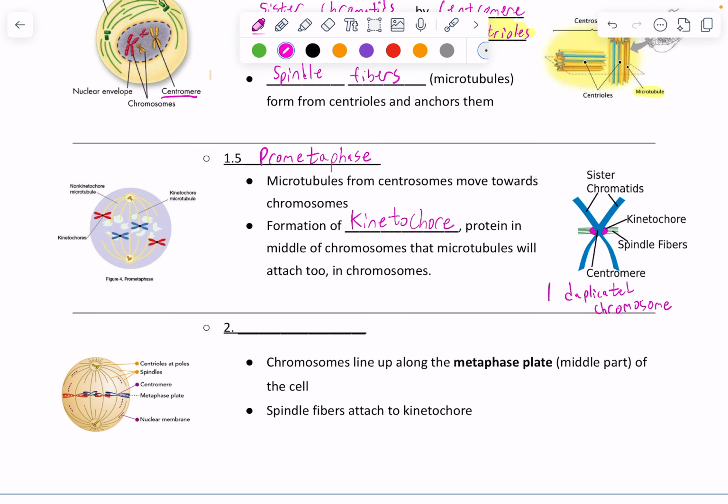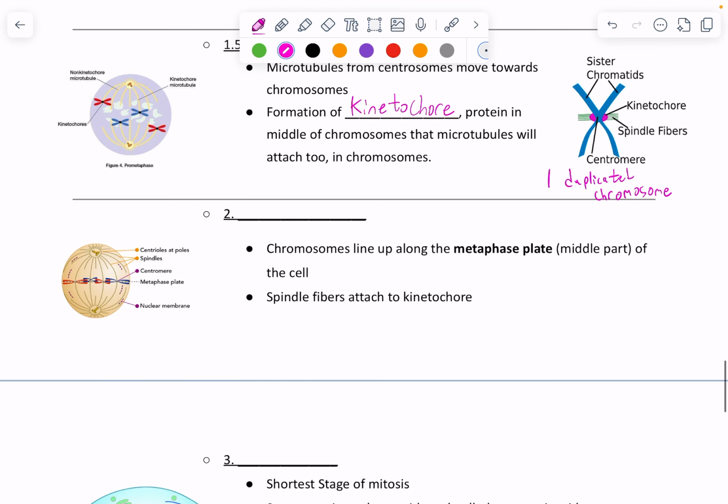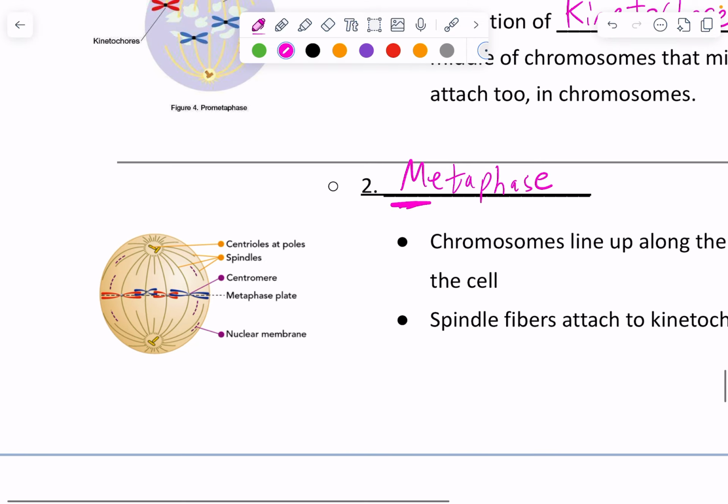But now that the chromosomes have been attached to by these spindle fibers, we can start moving them around. And so this is where metaphase is. Metaphase is very short and hopefully pretty easy to remember. Metaphase is all about chromosomes lining up along the middle, the metaphase plate, the middle part of the cell, right? So M, metaphase, middle. All right, and so now we can see during metaphase that within the cell, our chromosomes are all along the middle.